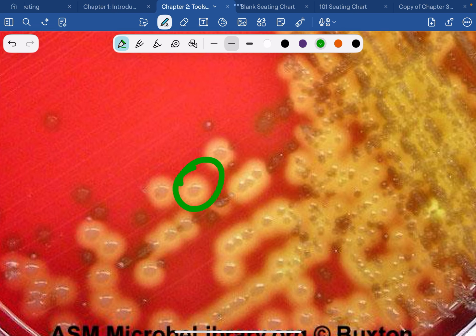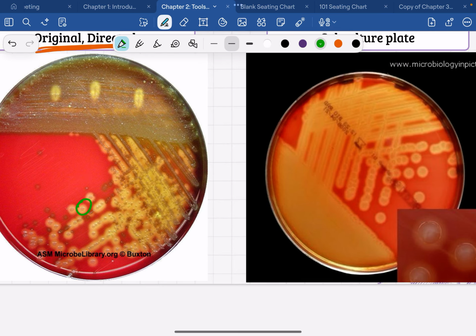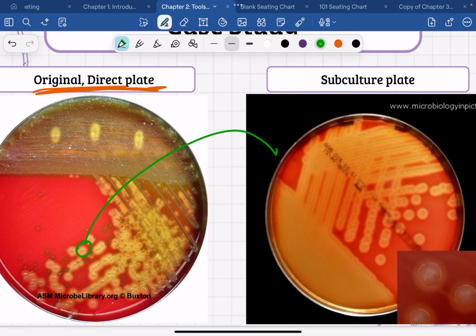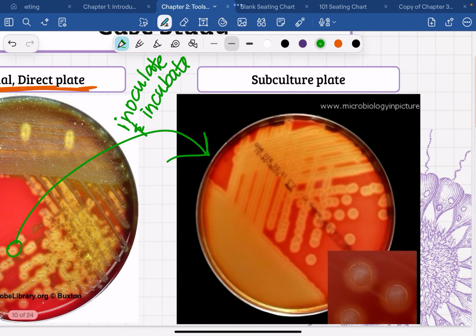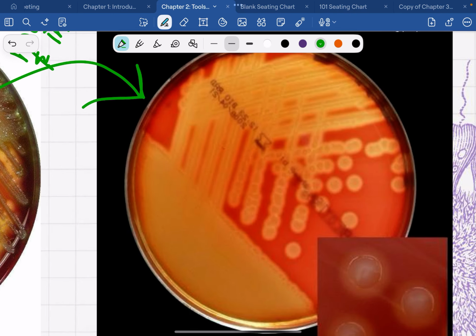And what I will do now is I will subculture that one colony. I'll take an inoculating loop and take one little bit of that colony that I suspect is causing the problem. And I'm going to subculture it to a new plate. So I'm going to inoculate and incubate another plate. And then after another 24 hours, we will have a nice pure culture.